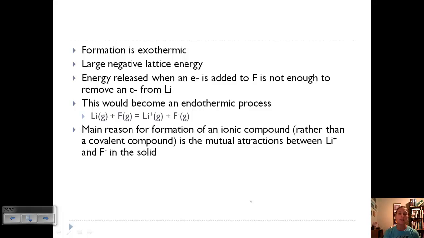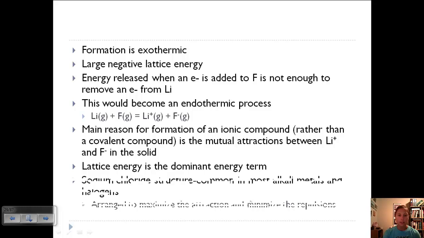And so what this means is that the main reason for formation of an ionic compound, rather than a covalent compound, is the attraction between the lithium plus and the fluorine minus in the solid. They really want to be attracted that way, so they're going to form an ionic compound versus a covalent compound. And the energy, because it's exothermic, helps to prove that point, because that's what's going to be favored. So lattice energy here is the dominant energy term.